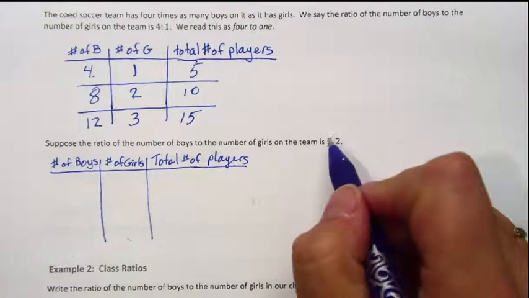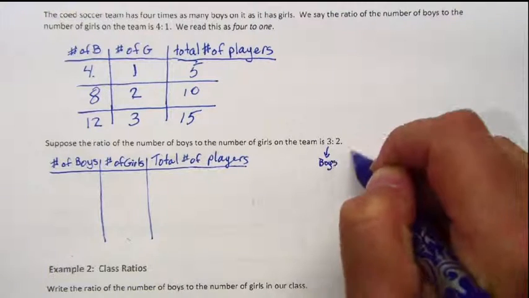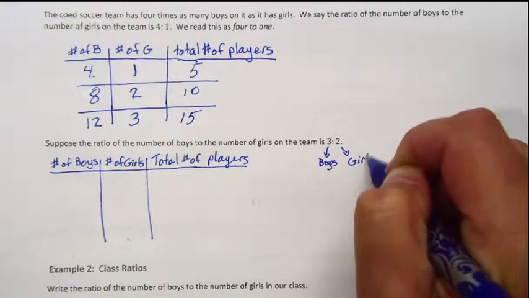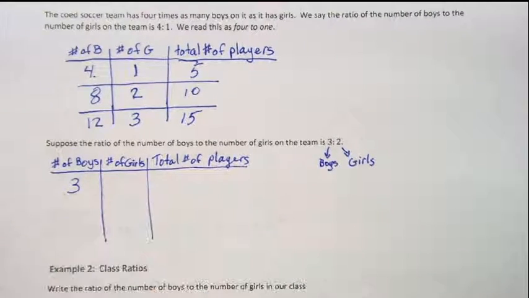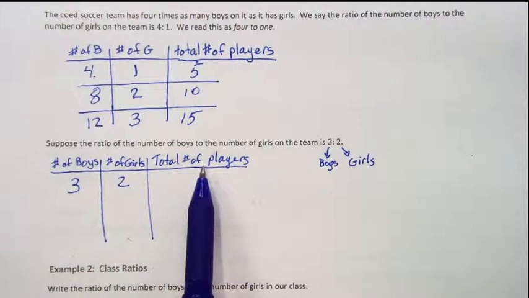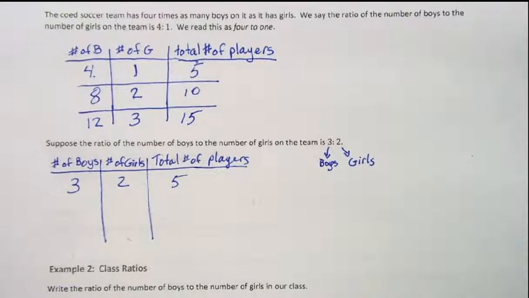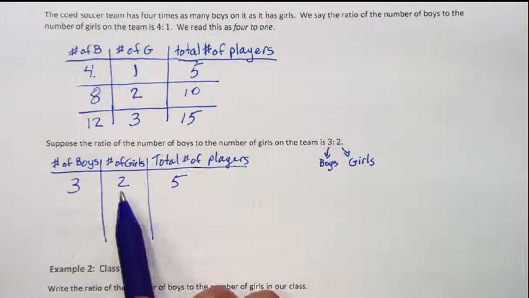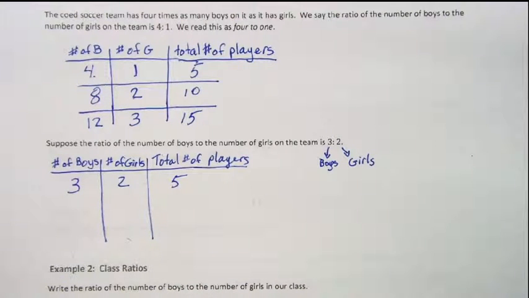From the ratio, right, we know that there are 3 boys for every 2 girls. So if we have 3 boys on the team, we're going to have 2 girls on the team, and the total number of players is going to be 3 plus 2, which is 5. Can we say that we have 3 times as many boys as girls? If we take the number 2 and multiply it by 3, we don't get 3, we get 6. So that's not a way we can say this.